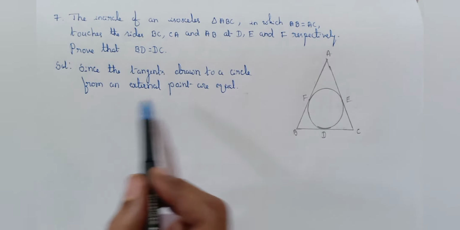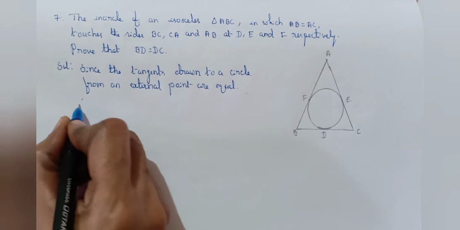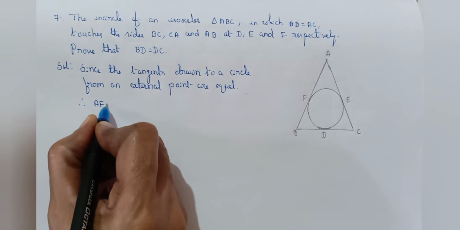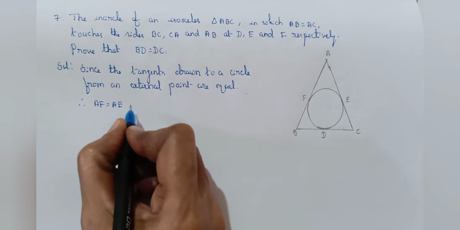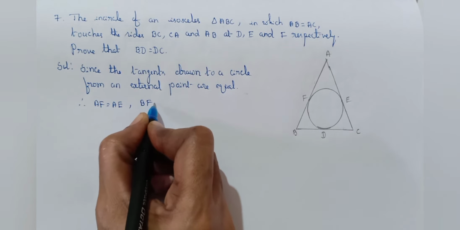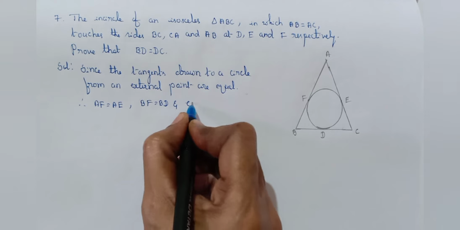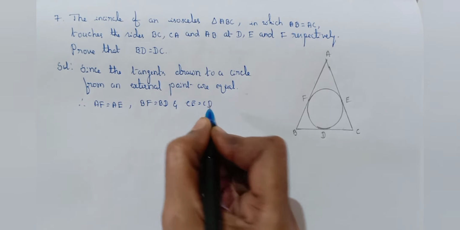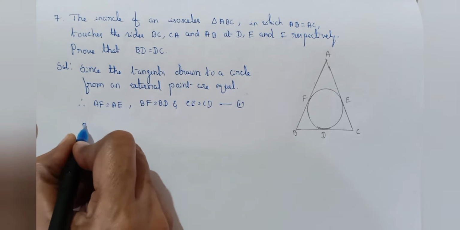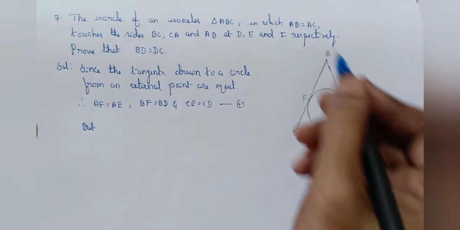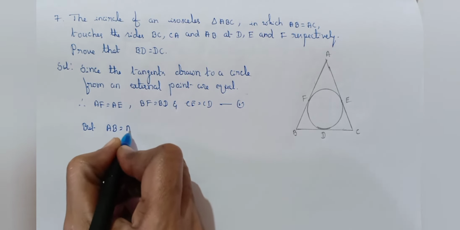Since the tangents drawn from an external point to a circle are equal, therefore AF is equal to AE, BF is equal to BD and CE is equal to CD. Consider this as equation 1. But in the question, AB is equal to AC is given.